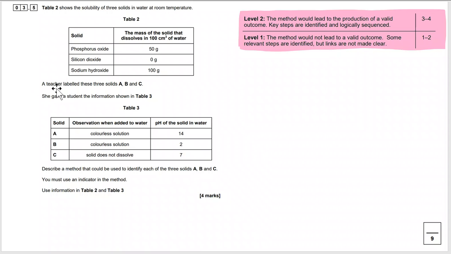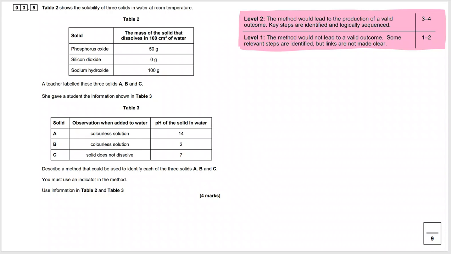Well, let's take a look at the level criteria. To get 3 or 4 marks, to get to level 2, the method would lead to the production of a valid outcome. Key steps are identified and logically sequenced. The method would not lead to a valid outcome. Some relevant steps are identified, links are not made clear, would get you into level 1. And if you had no relevant information, you wouldn't get on to the marks.